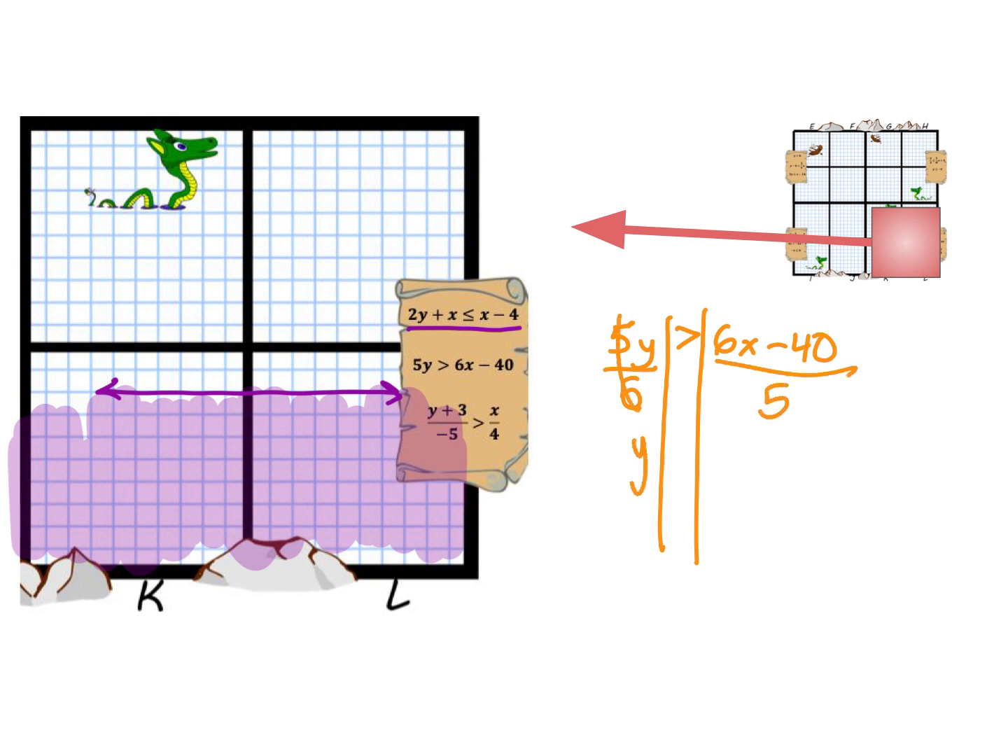On this side, I have y is greater than 6 divided by 5 doesn't go evenly, so I'm just going to write 6/5 x. And negative 40 divided by 5 is negative 8, so I'm going to write negative 8. I'm going to go to the negative 8. So that was 2, 3, 4, 5, 6, 7, 8. I'm going to go up 6 over 5. Okay, I'm going to draw that as a dotted line.